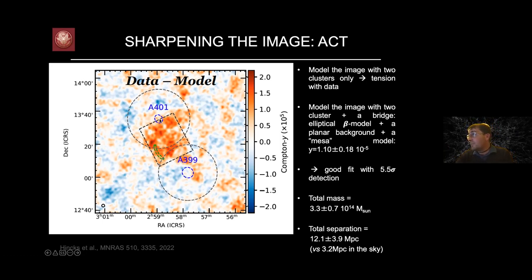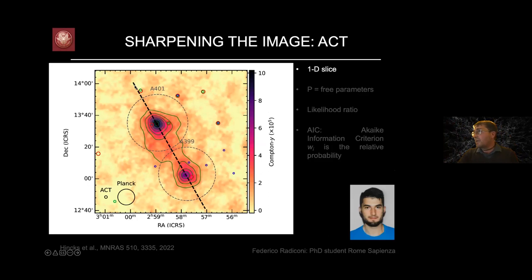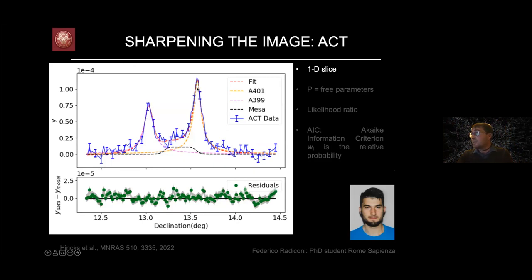And we also did a geometrical model where we extracted that the total separation between the two clusters is not 3 megaparsec as in the plane of the sky, but they are mainly aligned along the line of sight, yielding a 12 megaparsec distance. So this same model was again managed and analyzed by Federico. Just for showing purposes, we did a one-dimensional slice crossing the center of the galaxy clusters. And this is what we get. So the two clusters are pretty well fitted, and we see evidence and necessity for a Mesa in the middle of the two clusters.